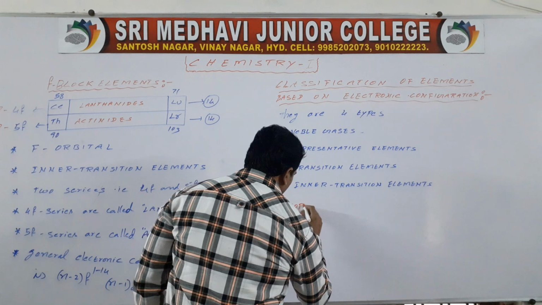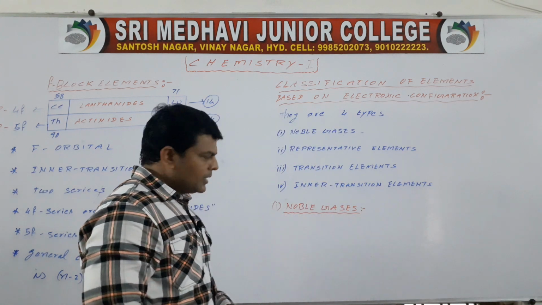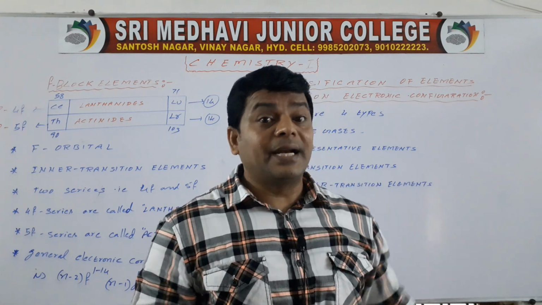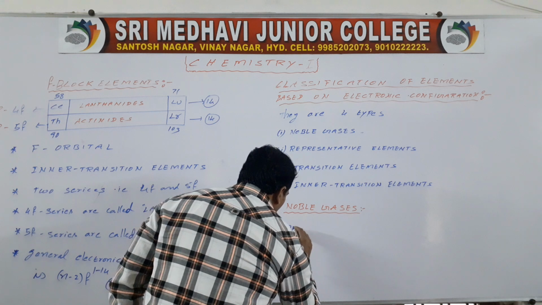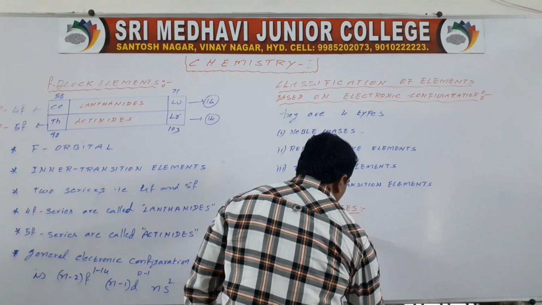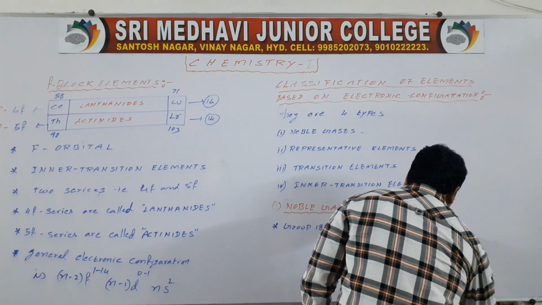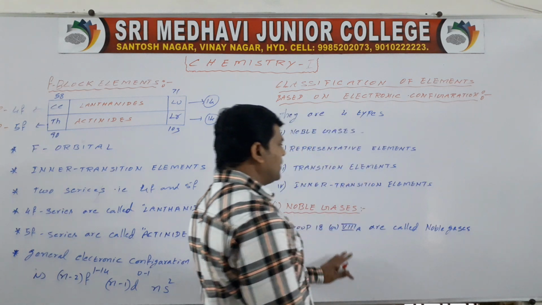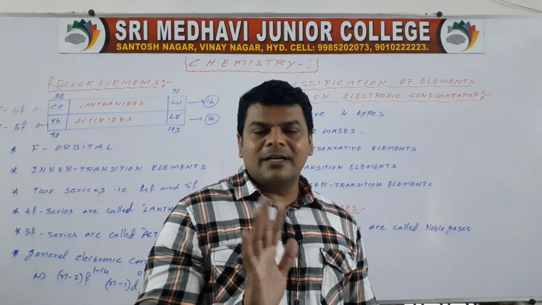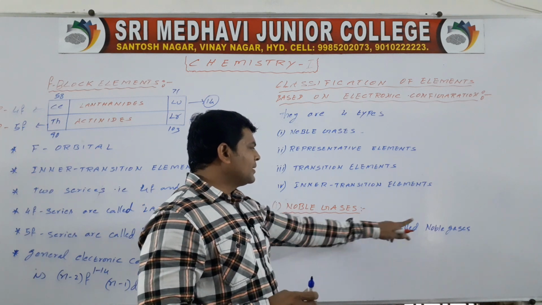First one, noble gases. Okay. So noble gases means group 18 elements, which are present at the end of the periodic table. Group 18 or 8th A are called noble gases, or aerogens, which are present in the air, or inert gases, which do not have any chemical reactions. So group 18 or 8th A are called noble gases.